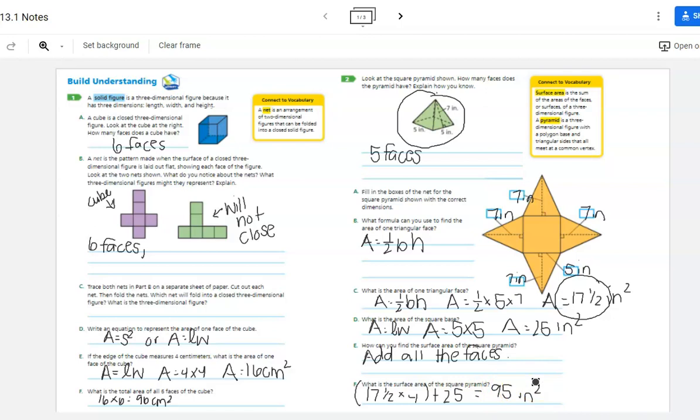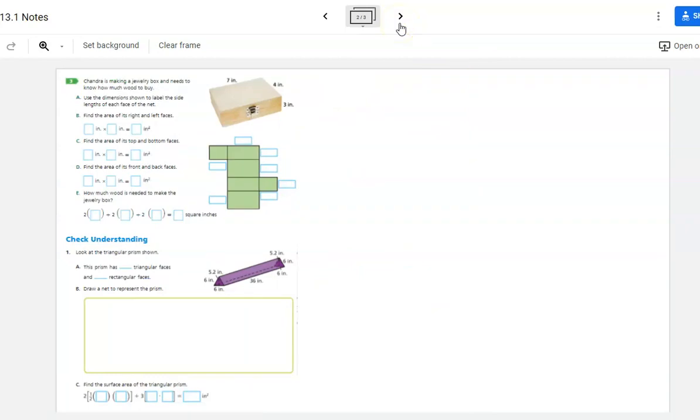Okay, let's turn the page and go to page 416, and we're going to look at number 3. Chandra is making a jewelry box and needs to know how much wood to buy. So this is her jewelry box. Okay, and they're making it really complicated here, and it doesn't need to be this complicated, but we're going to make it this complicated, and then I'm going to pull it back a little bit for you later.